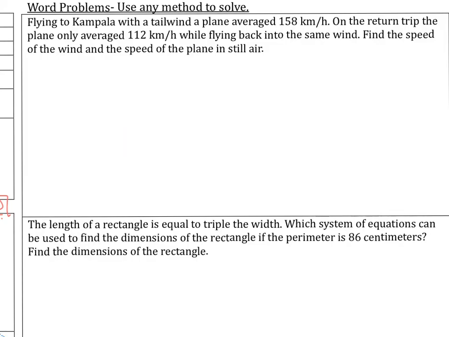Word problems. Use any method to solve. So you can use either the graph and check method, substitution, adding or subtracting, or multiplying first. Okay, flying to Kampala with a tailwind, a plane averaged 158 kilometers per hour. On the return trip, the plane only averaged 112 kilometers per hour, flying back into the same wind. Find the speed of the wind and the speed of the plane in still air.